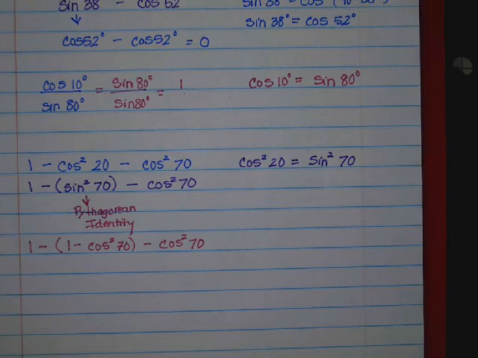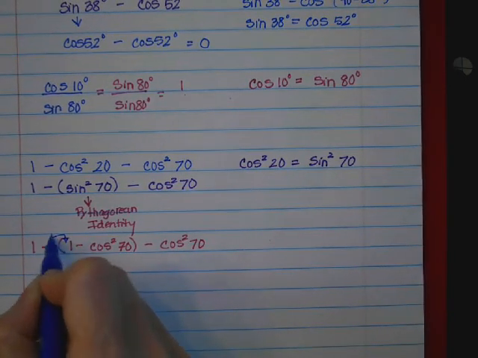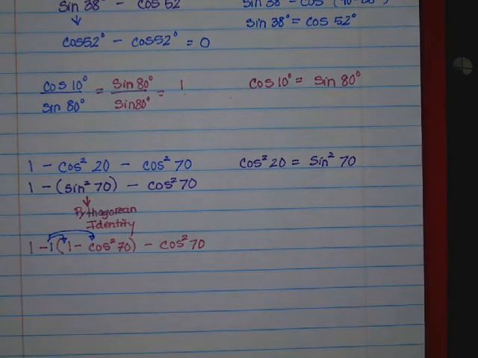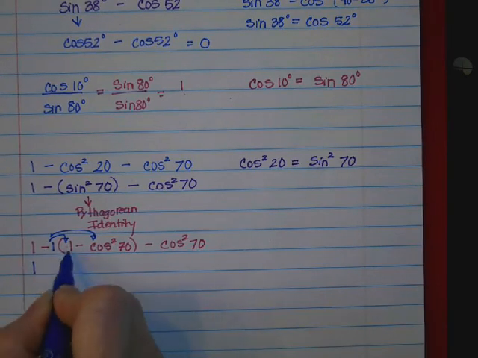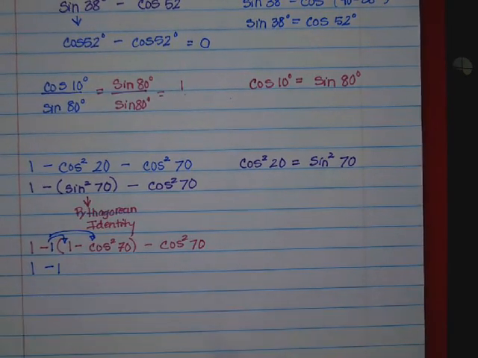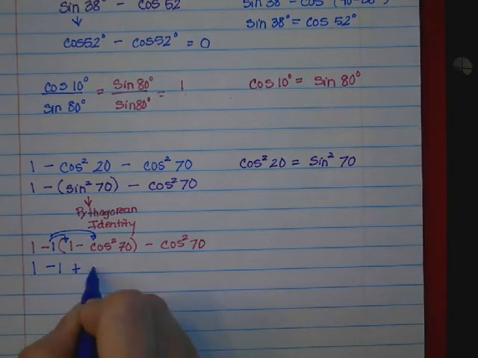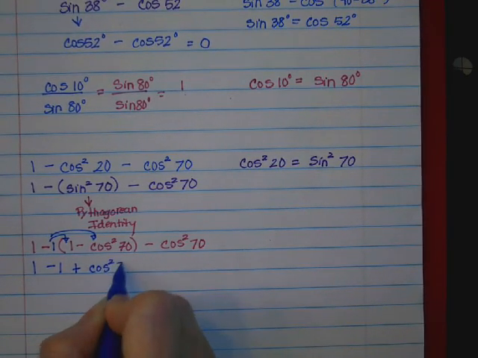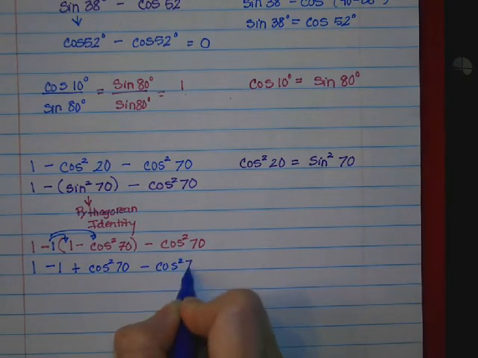So remember there's like a 1 right here. So I got to distribute this negative 1 to this and the negative 1 to this. When I do, I get 1, and then negative 1 times positive 1 is a negative 1. And negative times a negative is a positive cosine squared 70. Then I got minus cosine squared 70.